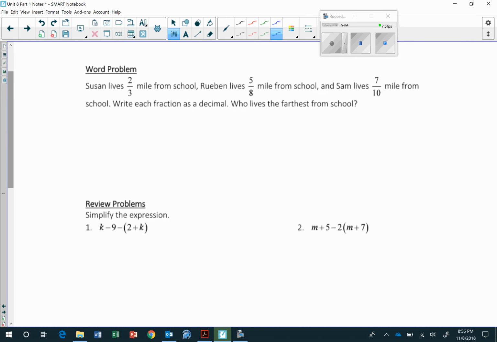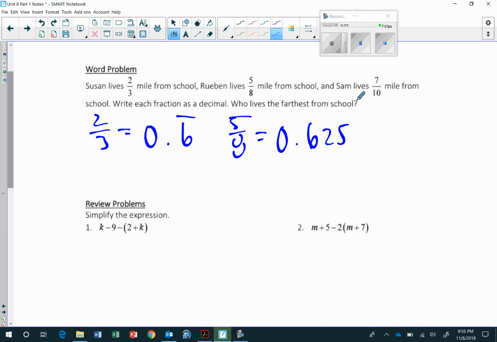On the back side, we have an example of a word problem. It says Susan lives 2/3 miles from school, Ruben lives 5/8 miles from school, and Sam lives 7/10 miles from school. It says write each fraction as a decimal. Who lives the farthest from school? So 2/3 as a decimal is going to be 0.6 repeating. So to do that, you can just do 2 divided by 3. 5/8 as a decimal is going to be 0.625. And 7/10 as a decimal is just going to be 0.7.